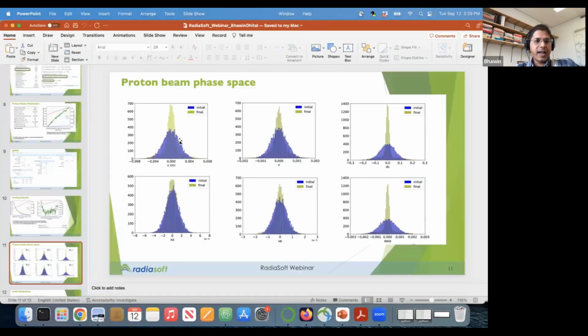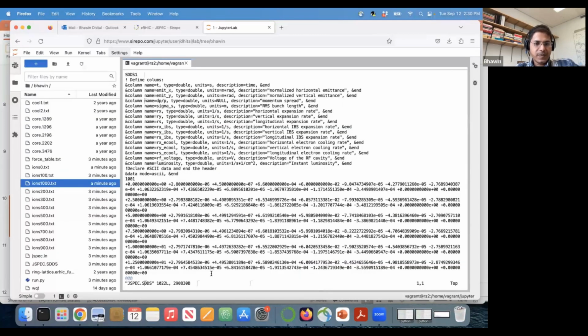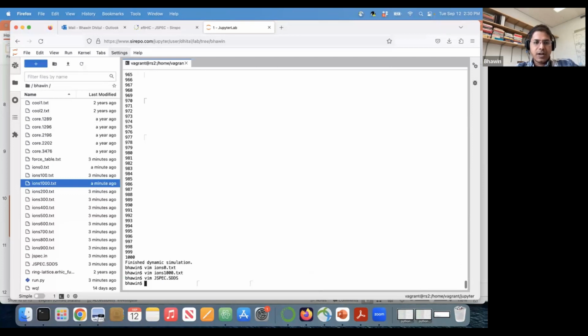This plot I have made for initial and final, just taking ions 0.txt and ions 1000.txt. Ions 1000.txt data correspond to the final, ions 0.txt to the initial. In the same way, I have made this plot using the Python script and the JSPEC.stds file, taking the output for emittance in 2 different cases. One is without including dispersion, another is with including dispersion. So this is all about running a JSPEC simulation using the CRepo platform.